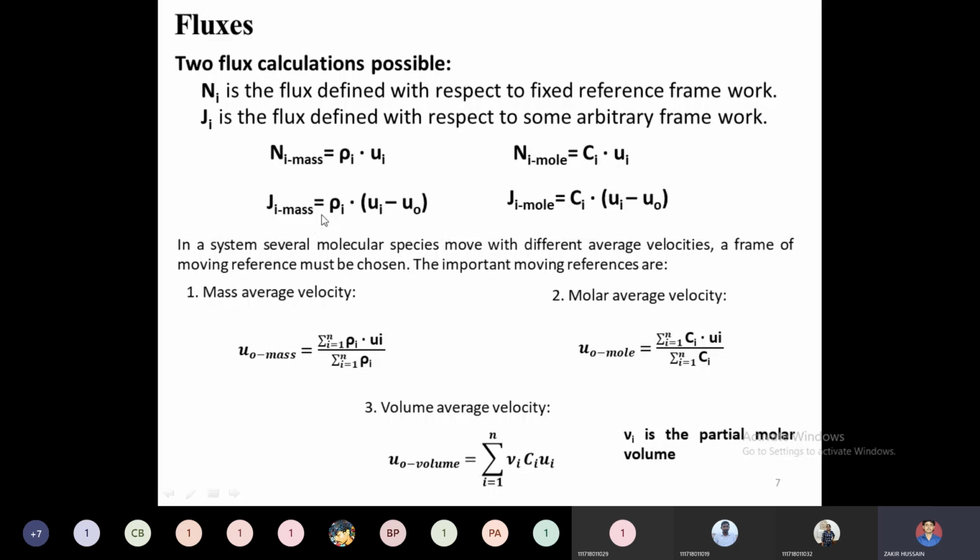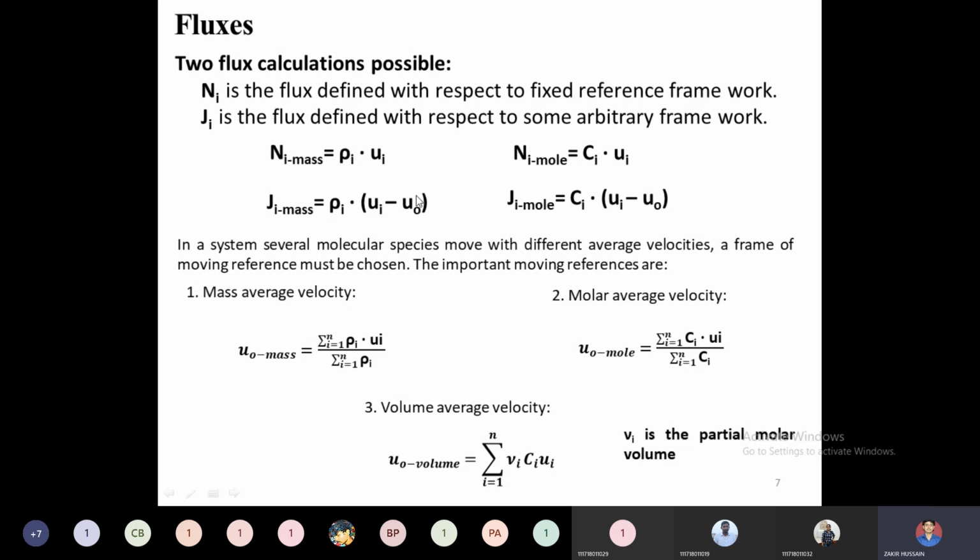The flux with respect to an arbitrary coordinate system is given as follows. It is arbitrary because the observer is also moving with a certain velocity, indicated with u naught. When we define this flux equation in terms of mass, we need to use rho i, the mass concentration. Ca is a molar concentration, rho i is a mass concentration. So rho i into ui minus u naught, and here also Ci into ui minus u naught. In different systems we will apply different terminology for this u naught.